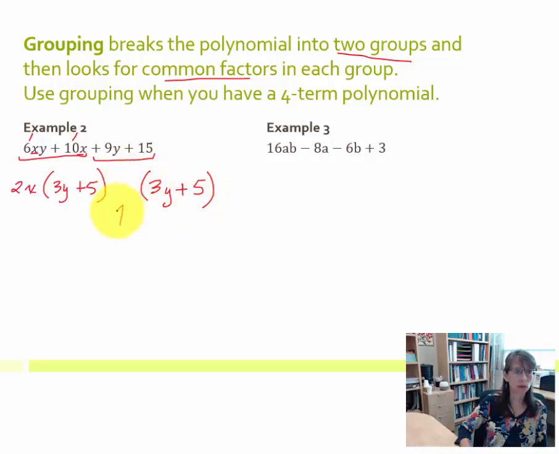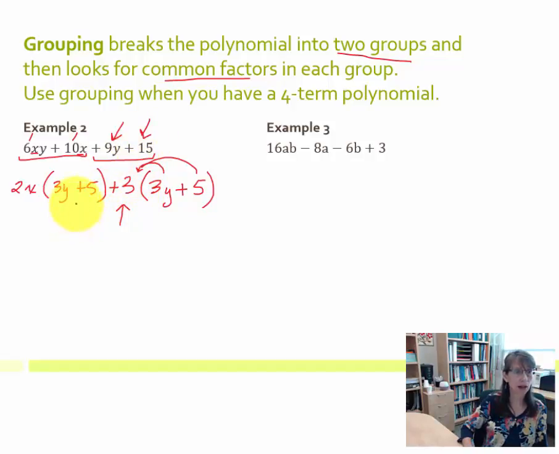So all we have to do is fill in this gap with the common factor. So when I multiply 3y times something, I need to match 9y. So it looks like positive 3 was the missing factor. Does it work with 5 times 3? It does make positive 15. So plus 3 is needed to fill in that gap.